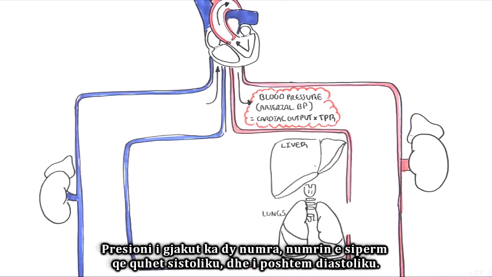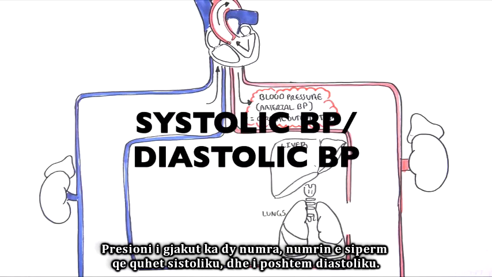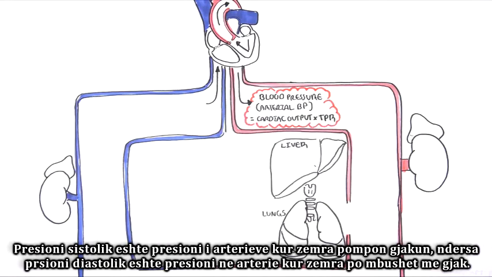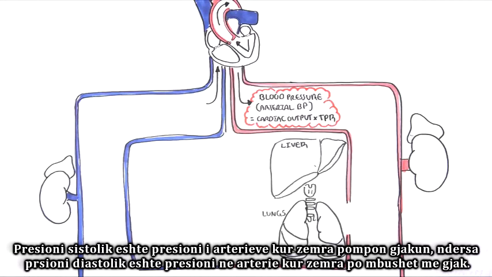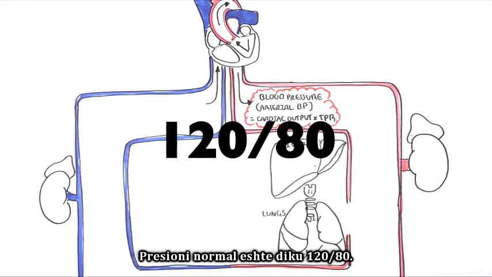To make things even more complicated, the blood pressure has two numbers, one on top called the systolic and one on the bottom called the diastolic blood pressure. The systolic blood pressure is essentially the pressure in the arteries when the heart is pumping blood out. And the diastolic blood pressure is the pressure in the arteries when the heart is filling back with blood. Normal blood pressure is about 120/80.